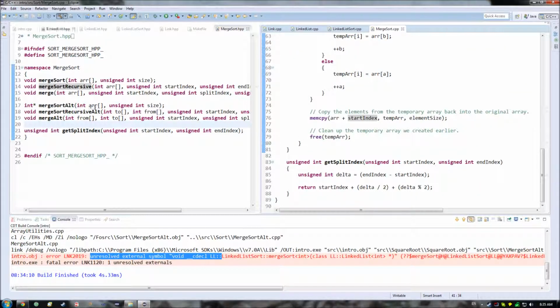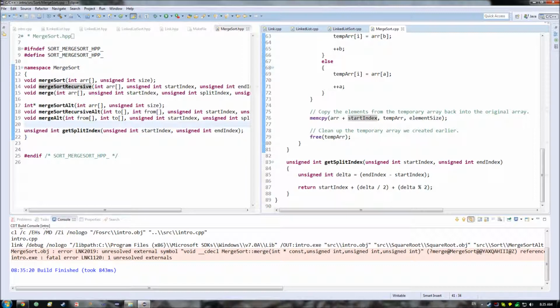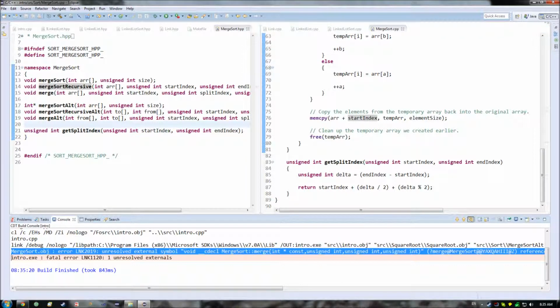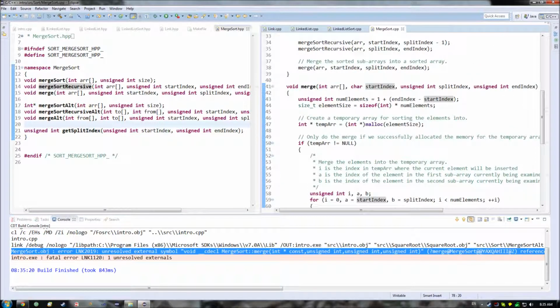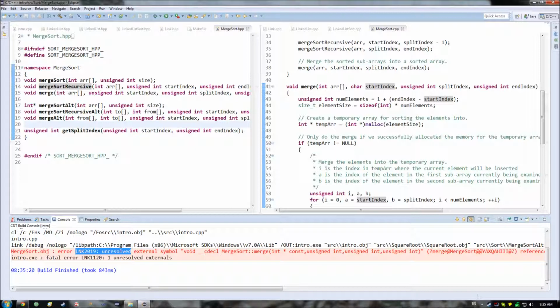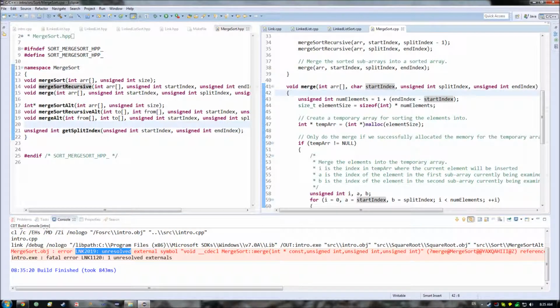It'll give us issues, but then if we build this, you note down here how it happens to be giving us this error on merge, which, by the way, is what we ended up changing to have a char here. And once again, it's another linker error, similar to the other one, unresolved external symbol. And that's because our definition differs from our declaration.